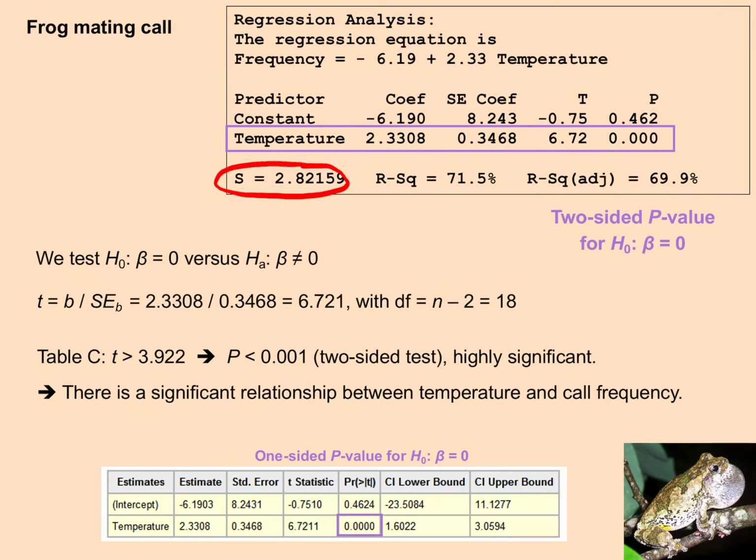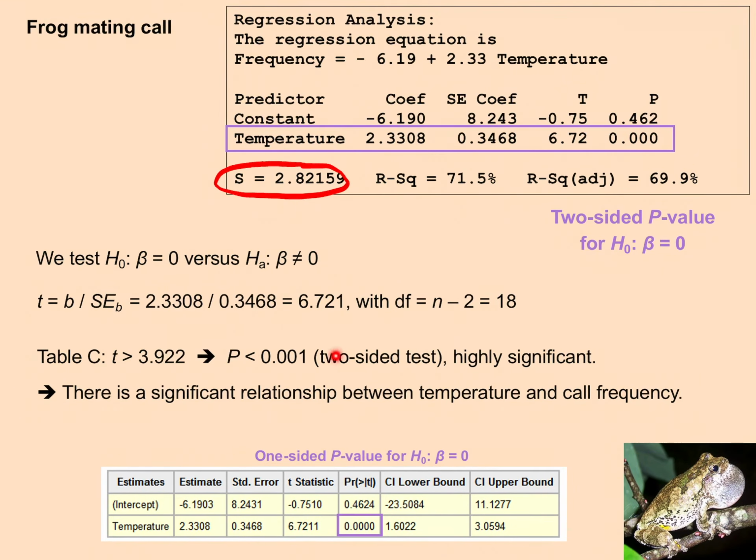All right, so here's the calculation again for t. We have our slope divided by the standard error of the slope, 6.721, with degrees of freedom of sample size of 20 in this case, minus 2, equals 18. We can look it up on table C and we find that our p-value is going to be less than 0.001. The furthest value to the right on that row, degrees of freedom 18 in the table, is 3.922.